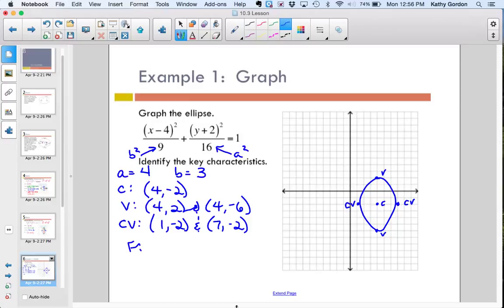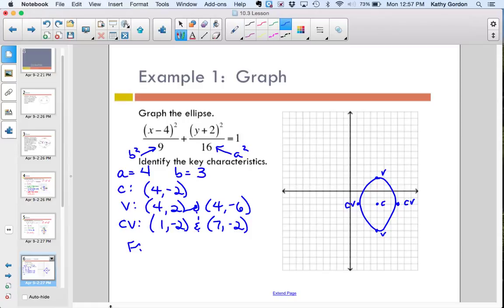And so again, technically we were taking our h value, adding 3 to it to get 7, subtracting 3 from it to get the 1, and the k stayed the same. But it's probably easiest to just look at your graph and go, yeah, that one's (1, -2), and that one's (7, -2).